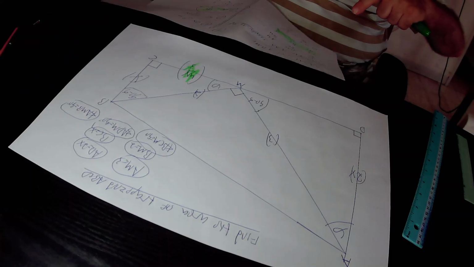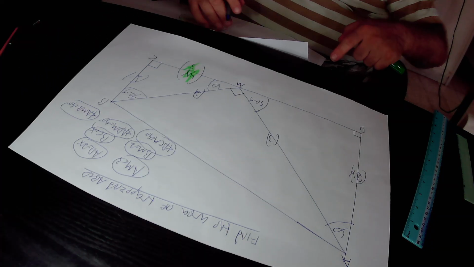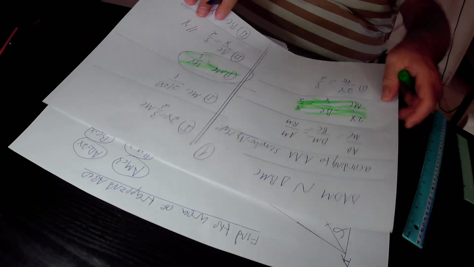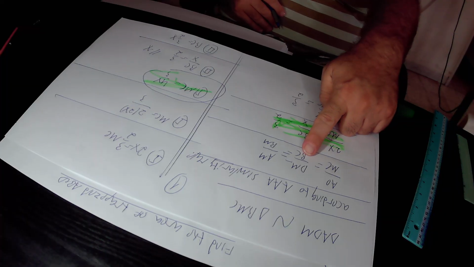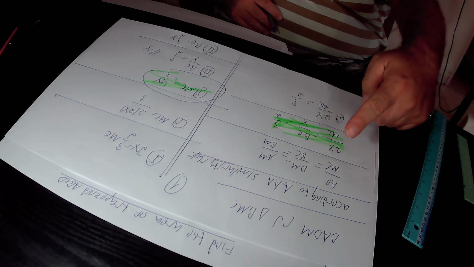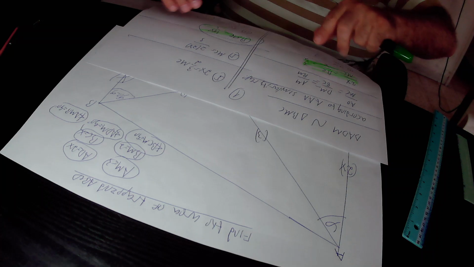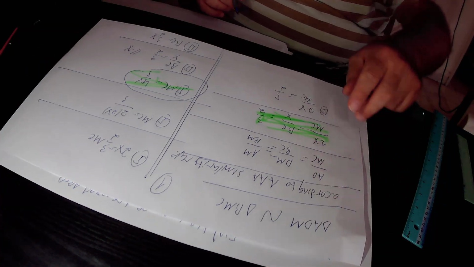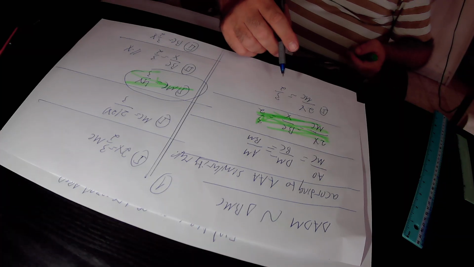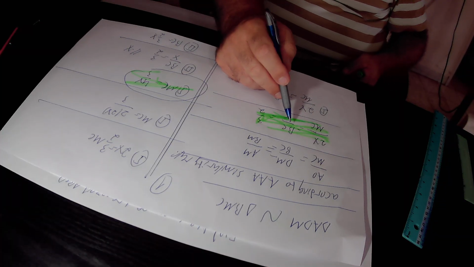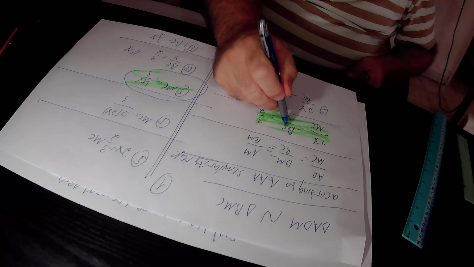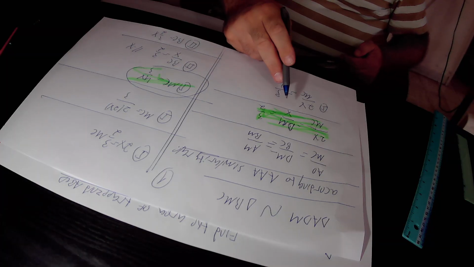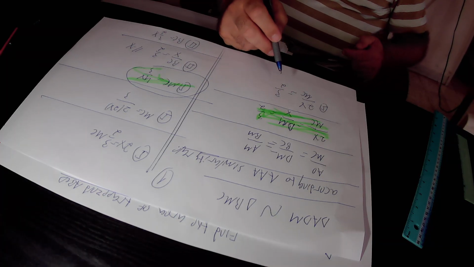Actually, here it is not BC but DM. DM is the missing side, so leave it as it is. So here we have DM over x equals 3 halves.